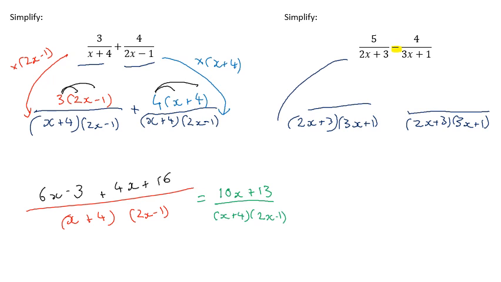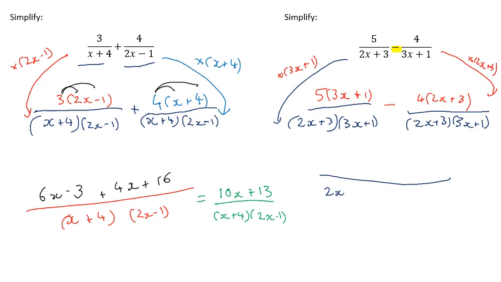With the fraction on the left, to get from here to here, what I have multiplied by is 3x plus 1. So I've got 5 lots of 3x plus 1. With here, I've multiplied by 2x plus 3. And so I've got 4 lots of 2x plus 3. Next line of working, we need to expand out our brackets on the numerators and simplify.